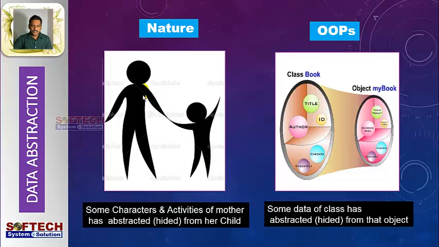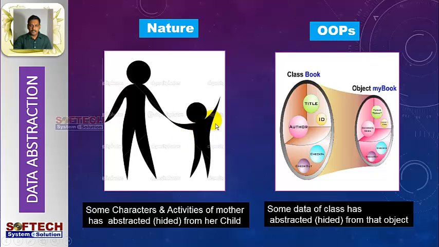That is, in nature, the data abstraction. In nature, parent and child: parents have some habits, diseases, characters, and activities. All those characters and activities are derived to the child. That child has all the characters, activities, diseases, and habits stored in the DNA of that child. This is nature's way. So all features of parents are derived to the child at the time of birth.